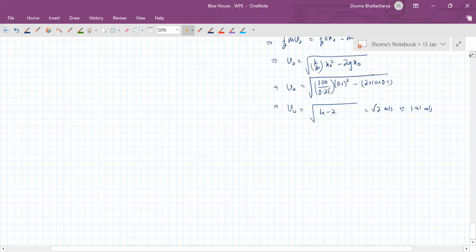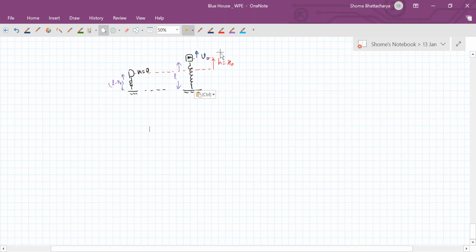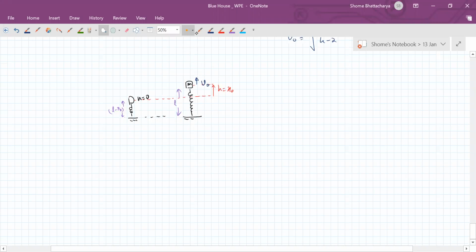Okay. Now the rest is we have to understand kinematics. From this point the block will be in straight vertical motion under gravity. This is the initial state on the left. This is when the spring releases the block. From here on, the block is in vertical straight line motion. The spring will remain at its natural length, but the block would have gone upwards. When the block reaches a maximum vertical displacement of h, its velocity becomes zero. So this height will be V naught square by 2g.